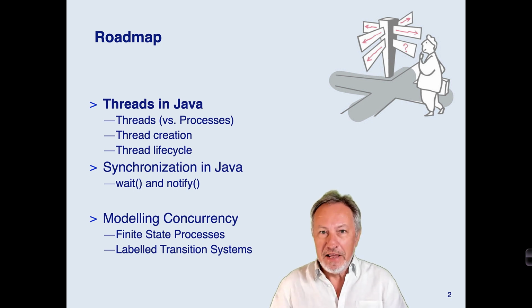The outline for today is first we'll have a look at how threads are created in Java, and then, as we saw last week, concurrency in a programming language consists of specifying how to create concurrent processes or threads, and second of all, how to synchronize and communicate between them. So we'll see then how synchronization is done in Java. In the second part of the lecture, we're going to see how we can model concurrency using finite state processes, and we'll start with some very easy examples.